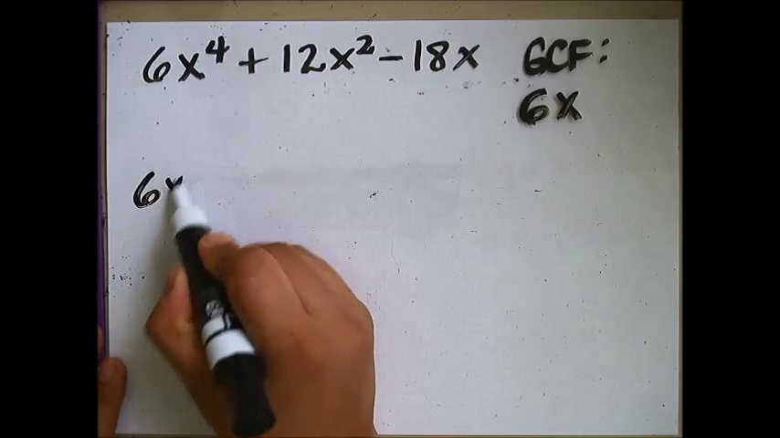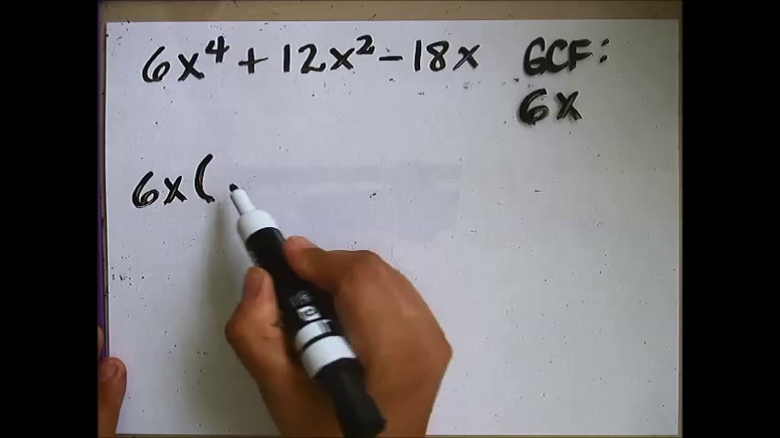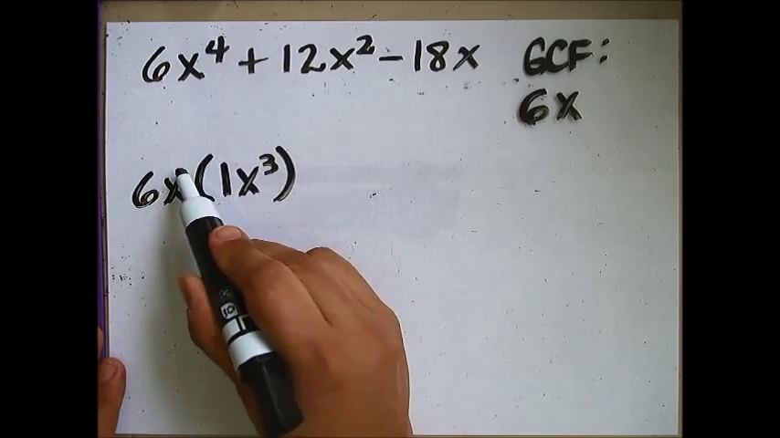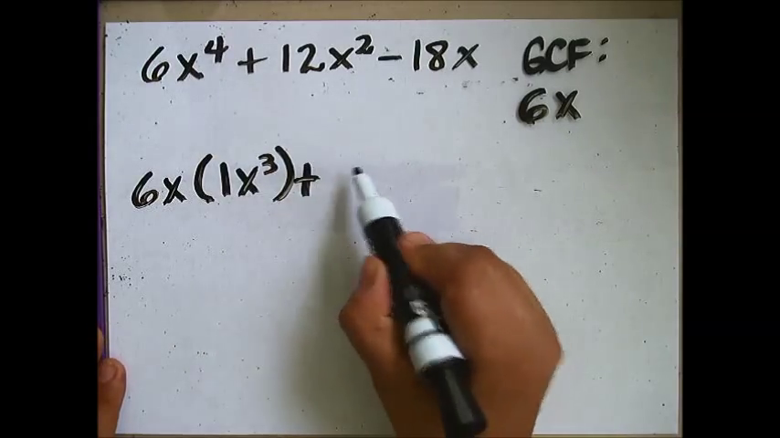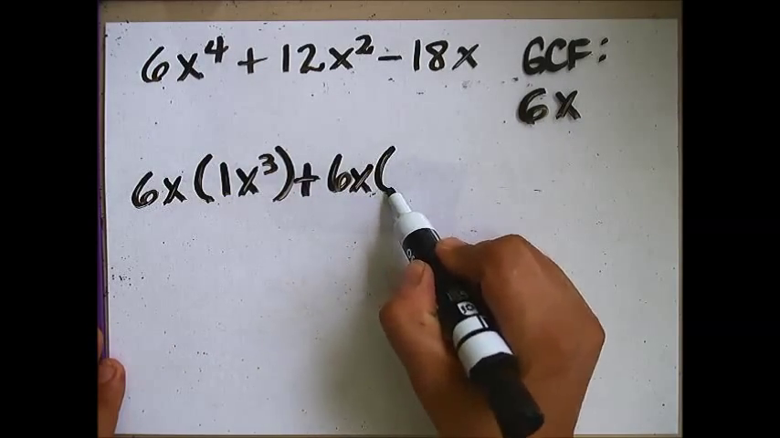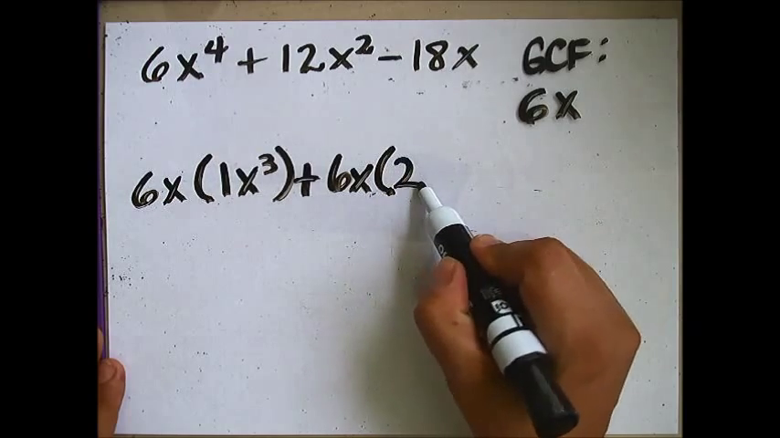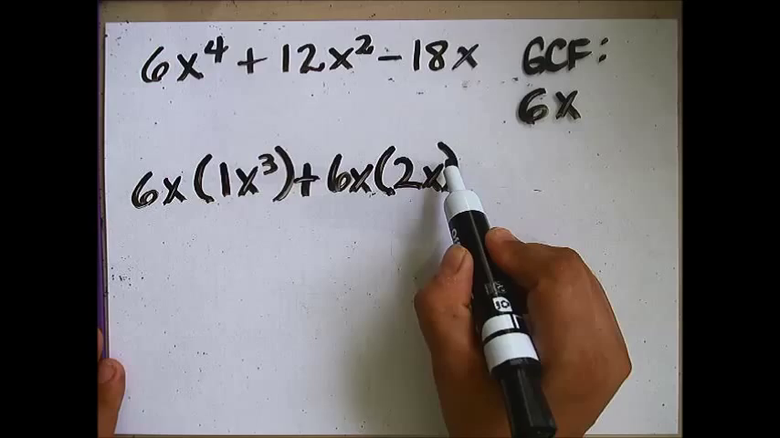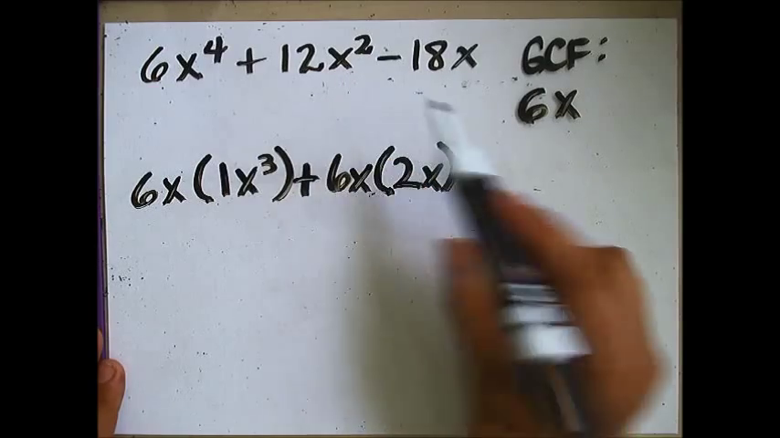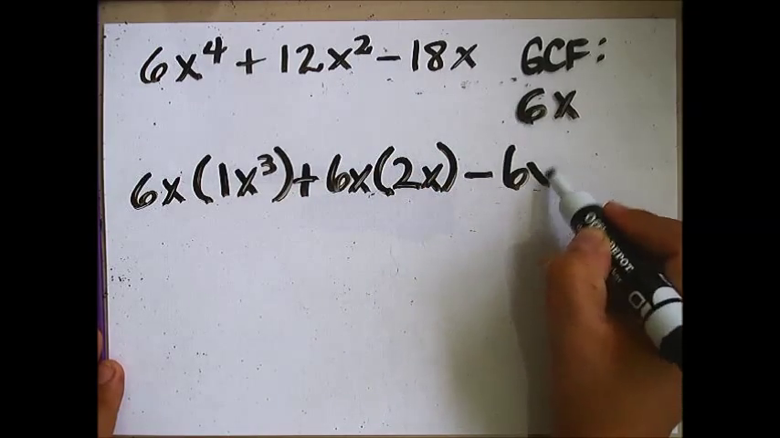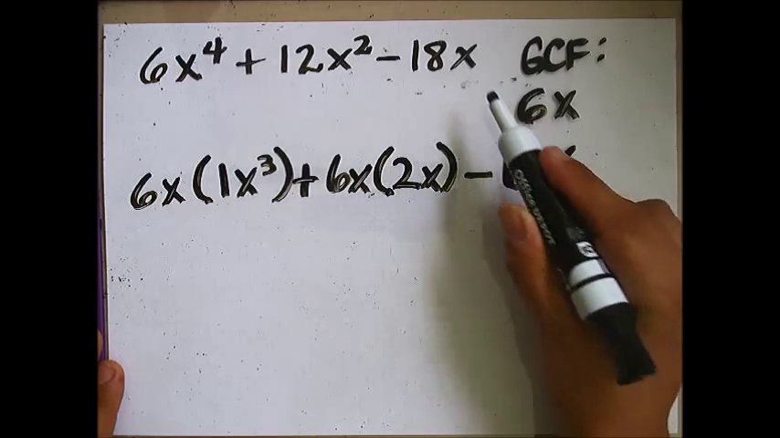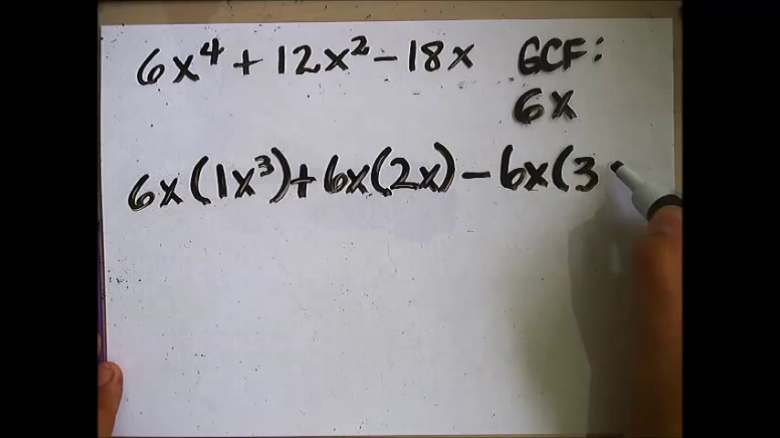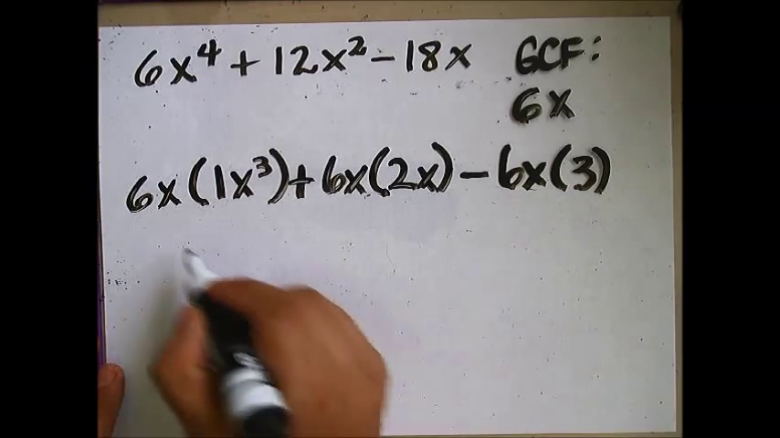So here we go. So 6x times, 6 times 1 is 6. X to the third gives you x to the fourth, because 3 plus 1 is 4. Plus 6x again, times 6 times 2 is 12. X times x is x squared, and remember this is a 1, this is a 1. So 1 plus 1 is 2. All right, minus 6x times 6 times 3 is 18, so 3 goes here. X times 1 is x, so that's all we'll do there.